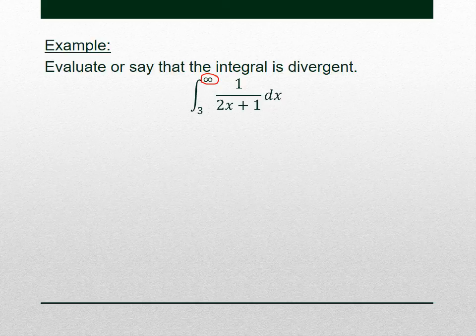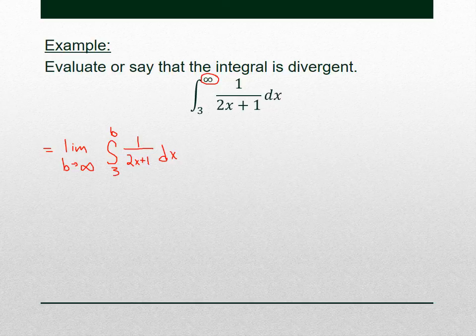So again, we see an infinity symbol in this integral, so we should immediately replace it with the limit. Instead of having an infinity in the integral, we want to take the limit as b goes to infinity, and wherever that infinity was, put a b. That replaces the infinity, and everything else is going to stay the same. 3 to b, and 1 over 2x plus 1.